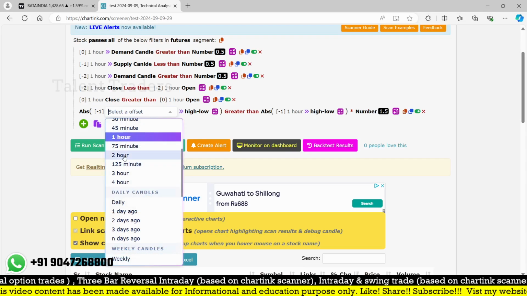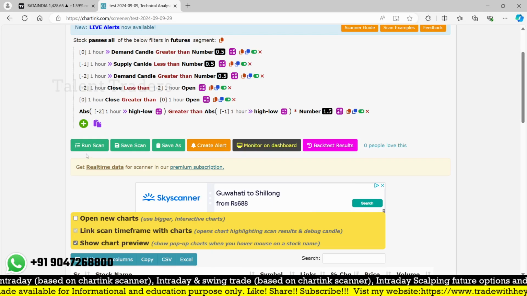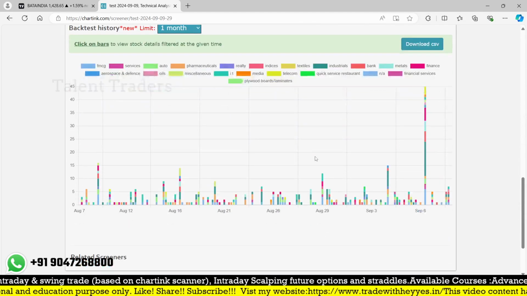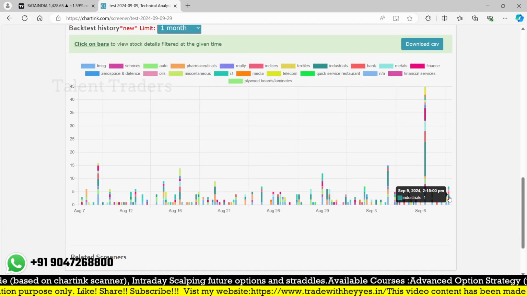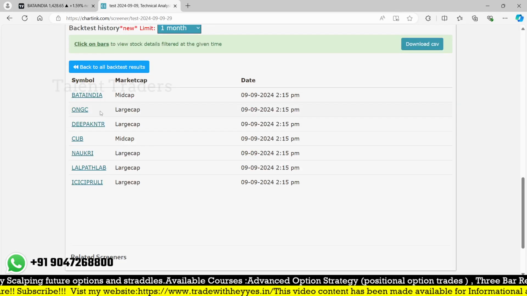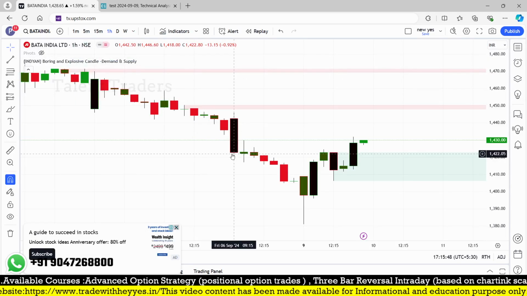Sorry, here the 2-hour candle, the second candle, comparing the second candle with the first candle, minus 1 candle. So let me check, and some of the stocks, maybe 1.5 times. So this would be Bata India, ONGC. Where exactly the Bata India and the ONGC, that is also there, ONGC at 2:15.